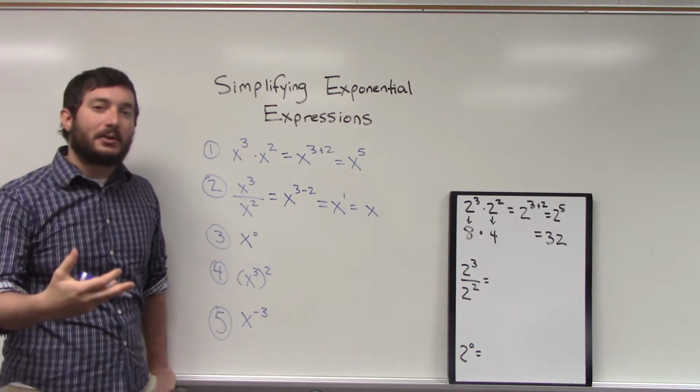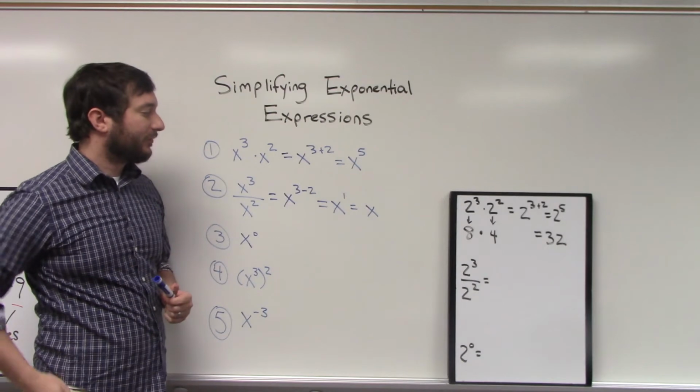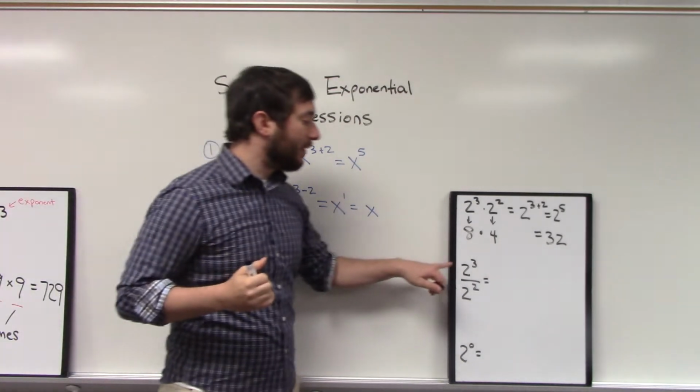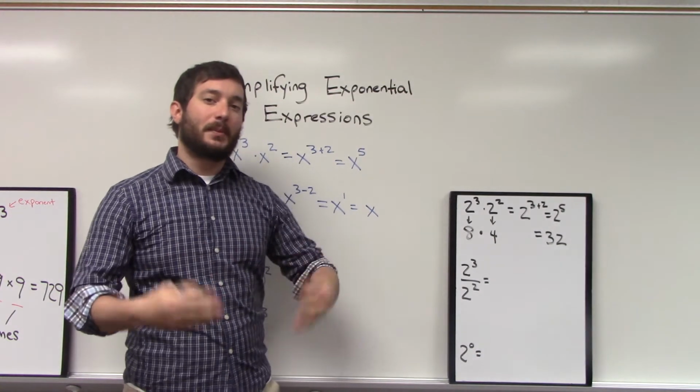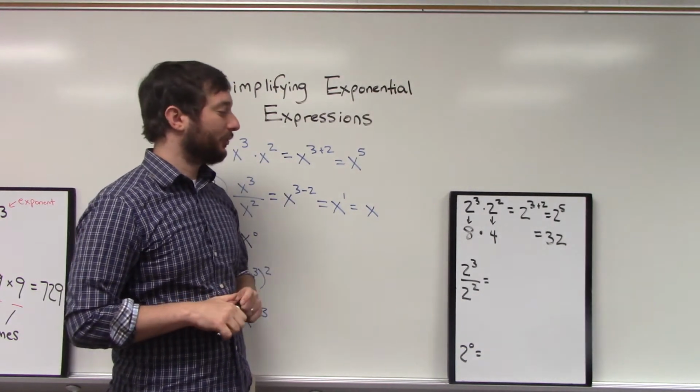Okay? 9 to the 1st power is 9. X to the 1st power is x. So that would be the simplest way to write your answer. Same thing over here. Okay? There's multiple ways that you can approach solving these problems with numbers. With variables, you do have to use that rule.